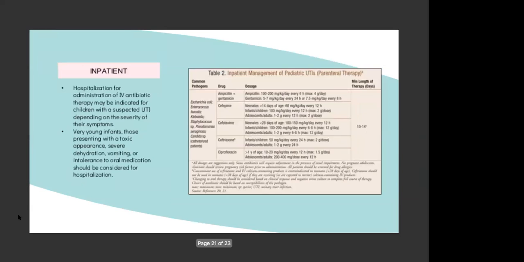So next, the hospitalization for administration of IV antibiotic therapy may be indicated for children with suspected UTI, depending on the severity of their symptoms. And very young infants, those presenting with toxic appearance, severe dehydration, vomiting, or intolerance to oral medication should be considered for hospitalization. And the administration of IV antibiotics should be continued for a minimum of 3 days until the blood culture results are negative, or for a minimum of 24 hours after resolution of symptoms. And it is shown in table 2. So next.